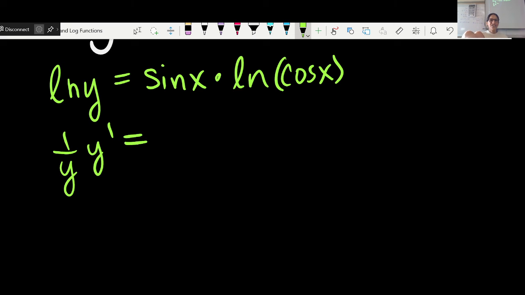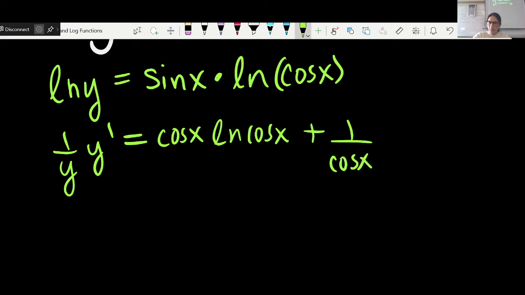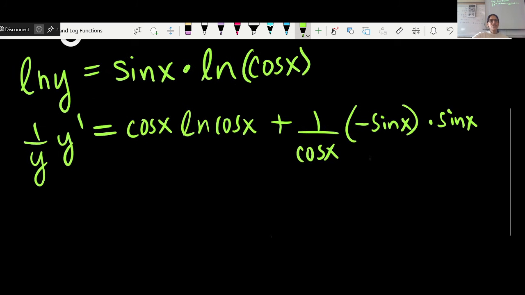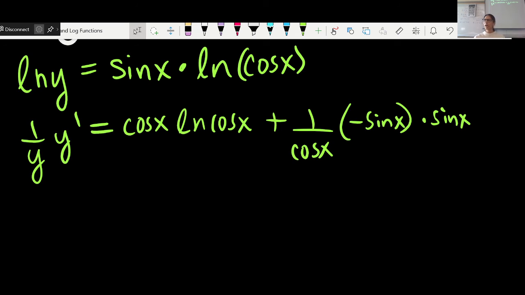Do you see that? I don't need to put that there, but do you see they're being multiplied? So when I go to take the derivative of all of this, we would get cos x ln cos x plus 1 over cos x times negative sine x times sine x. What did I just do? Or like, what is that? Do you see it's the product rule?